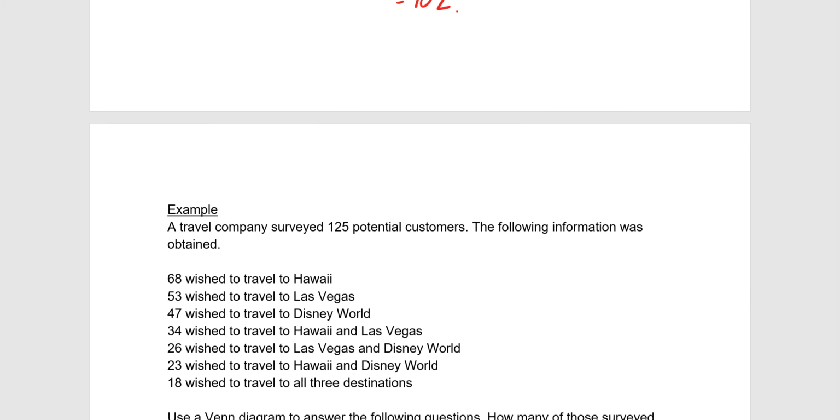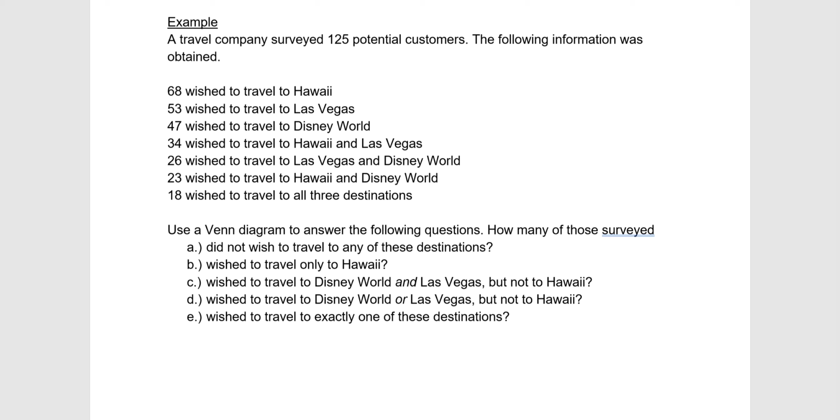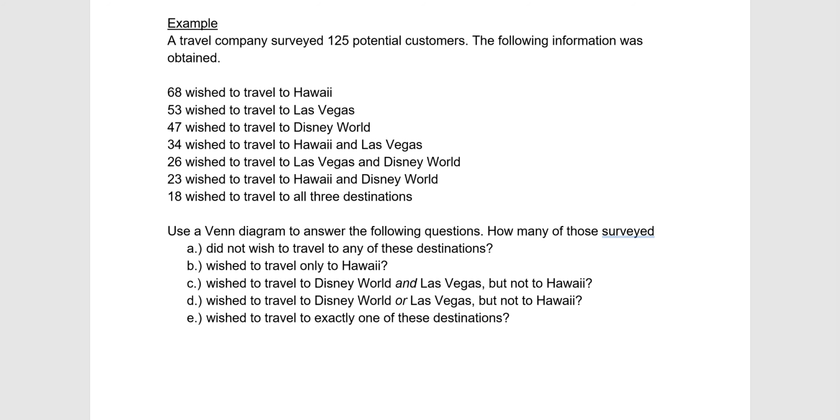So let's move on to do one more here. So we have a travel company surveyed 125 potential customers. So let's go ahead and remember this number for the end. Okay, so we got the following information: 68 to Hawaii, 53 to Las Vegas, 47 to Disney, 34 to Hawaii and Las Vegas, 26 to Las Vegas and Disney, 23 to Hawaii and Disney, and 18 to travel to all three destinations. So before we take a look at these questions, let's set up this Venn diagram again.